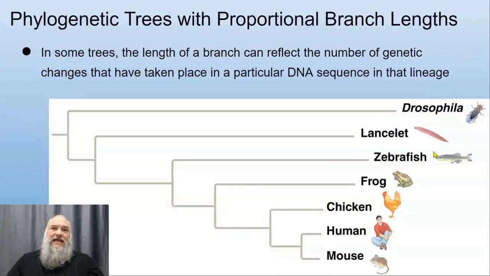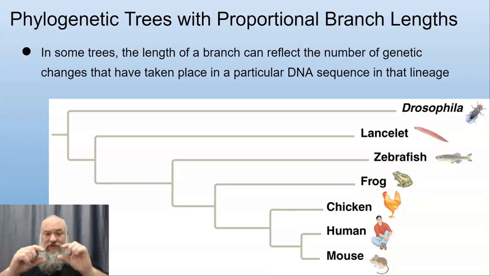Now, some phylogenetic trees can have branch lengths that mean something. Remember I said earlier not to assume the branch length means anything. The branches are just representing the connections. Well, you can draw phylogenetic trees where the branch length means something, but you can't assume that. It has to be clearly stated.